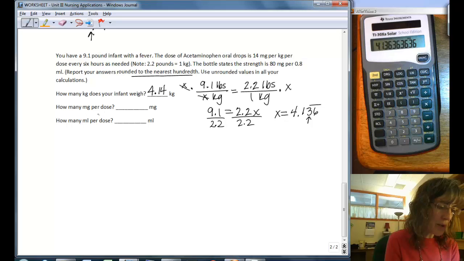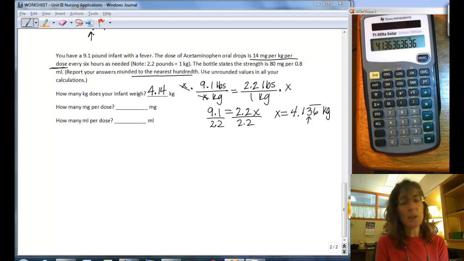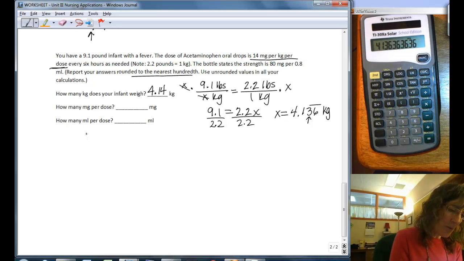Okay, how many milligrams per dose? So I'm looking at 80 milligrams per milliliter, but that's not going to help me here because this is kilograms. So let's find another one. 14 milligrams per kilogram per dose. So per dose is good. That means I don't have to divide it by anything once I figure out the milligrams. So we have 4.136 repeating kilograms, and I want to know x milligrams.